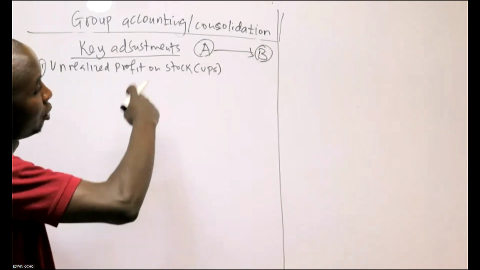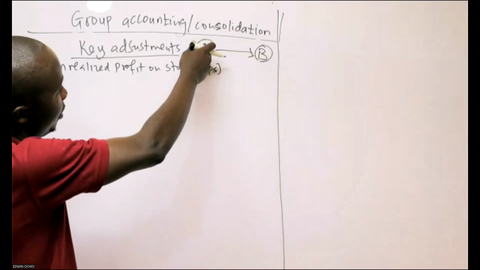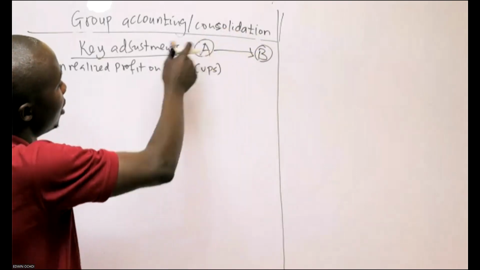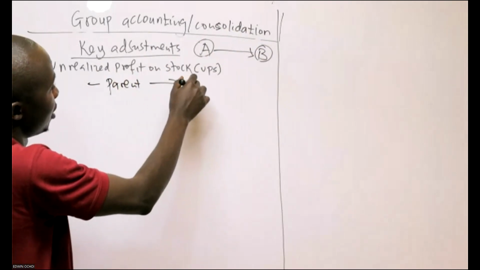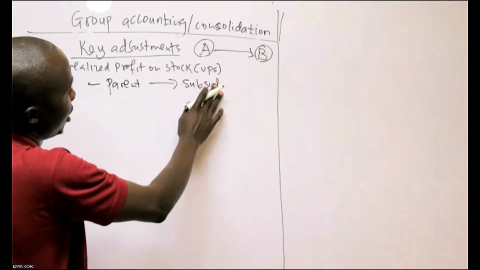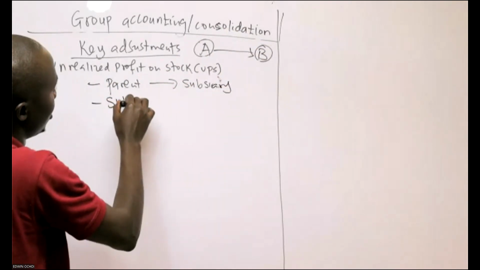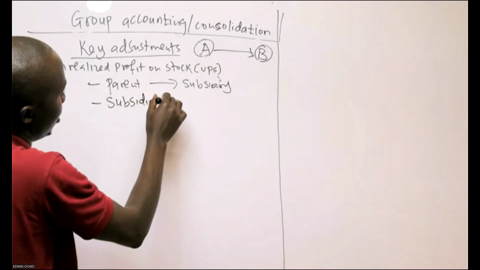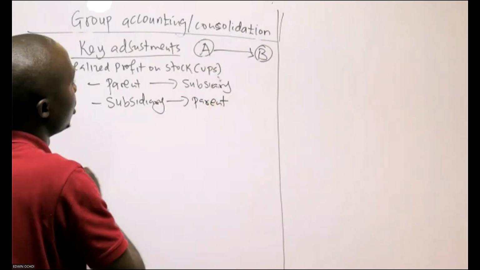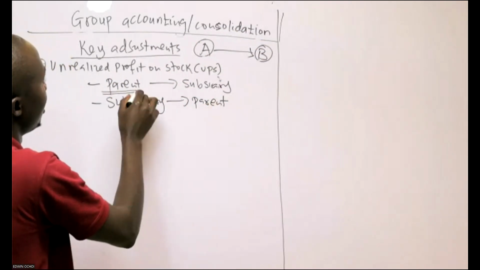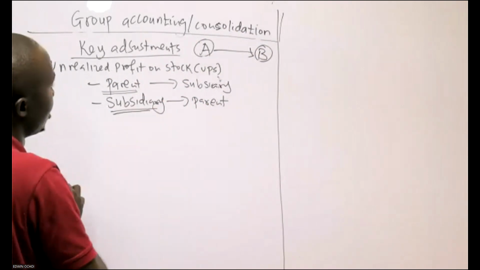So if it's a downstream sale, remember that the profit B never realized will be eliminated in the parent. This one depends on the sales stream from the parent to the subsidiary, or we can have what we call subsidiary to who? Subsidiary to parent. On this scenario, we eliminate the profit here. On this scenario, we eliminate the profit in the subsidiary.